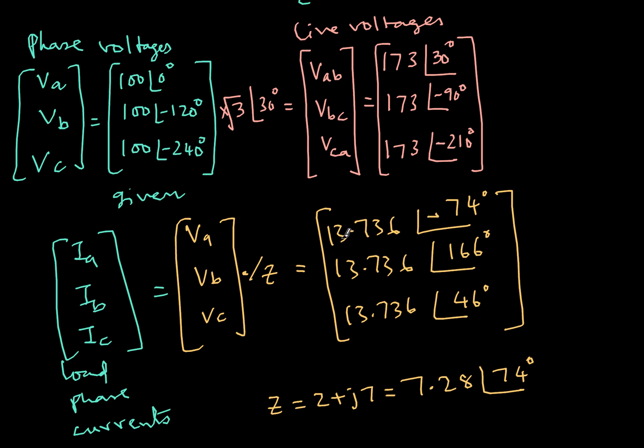So now naturally you see the IA current is lagging the voltage. The VA voltage is at 0 degrees, so the current is lagging by 74 degrees. Now one thing here is a little bit confusing. Here VB angle is minus 120 degrees, but here this is plus 166 degrees. So it might give you an impression that the IB current is leading the VB voltage, but that's not actually true. This is because one is measured in the clockwise direction and the other angle is measured in the anti-clockwise direction.